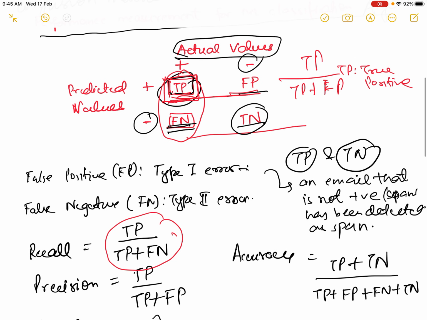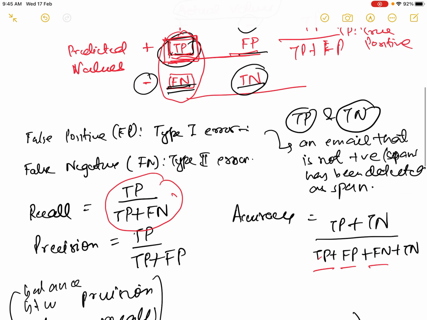And what is accuracy? Accuracy means out of all classes, that is true positive, false negative and true negative, how many are rightly classified, that is true positive plus true negative. Depending upon the problem we can use the criteria, but one thing you got to understand is that recall is also important and precision is also important.